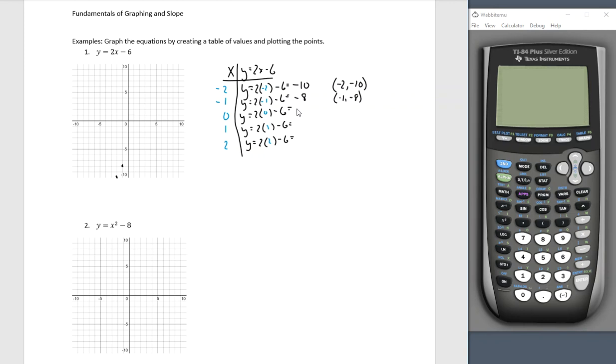2 times 0 is 0, minus 6. 2 times 1 is 2, minus 6. 2 times 2 is 4, 4 minus 6. There we go. We have 0, negative 6. We have 1, negative 4. And we have 2, negative 2.